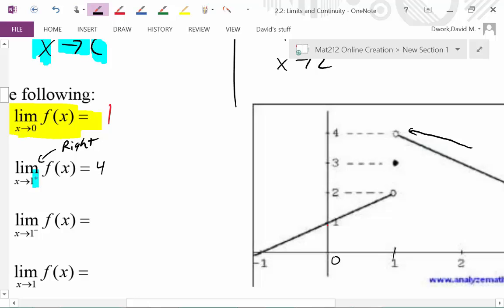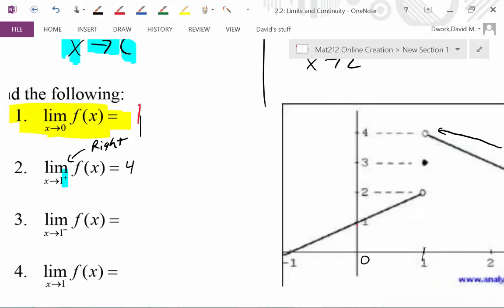I hope that makes sense. If it did, great. Pause the video. Try the next problem on your own. Try problem number 3. See if you can get that answer.